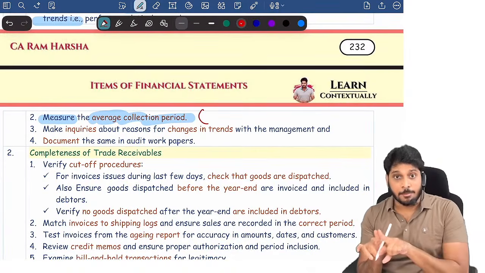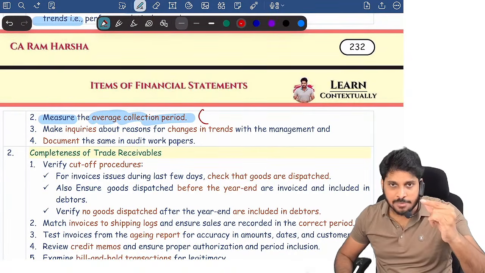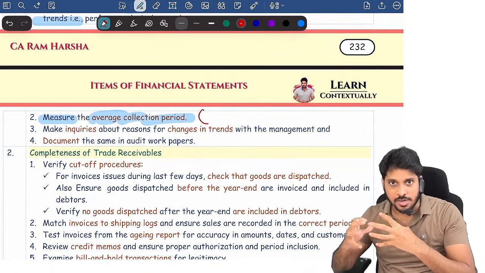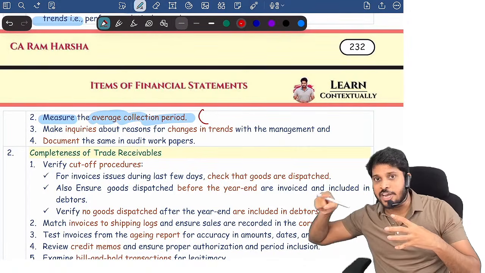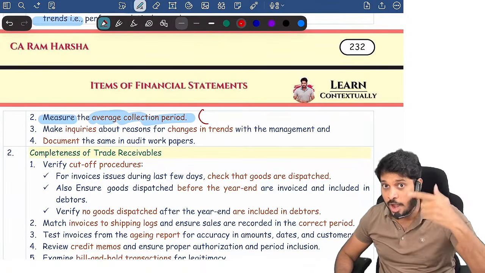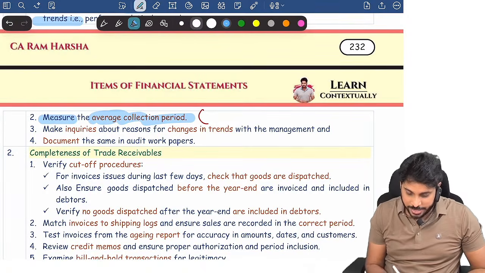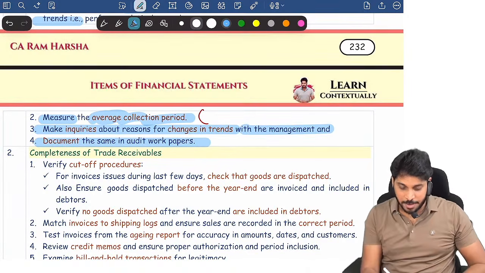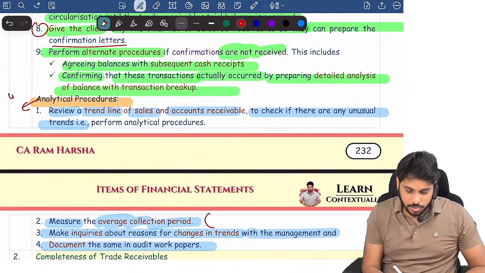So I will first compute. You might have learned in the working capital management chapter, financial management subject, how to compute debtors holding period. Compute that and look at the company's credit terms. Sir, 30 days only is there, but here for us 60 days debtors is outstanding. Why? Make inquiries with management for reasons for the change in trends. Document the same in working papers. Look at analytical procedure for debtors.